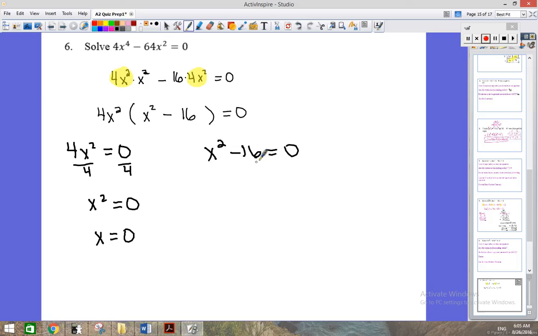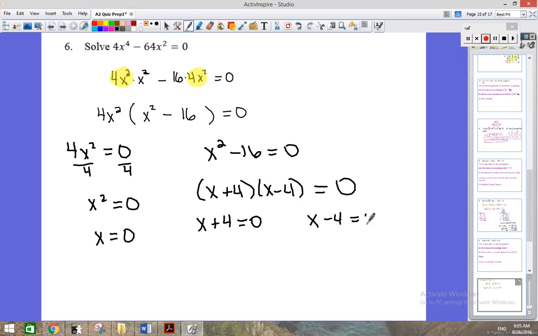Now over here, 16 is a perfect square. It's 4 squared. So we have x plus 4 times x minus 4. That's in factored form. We split it into two equations. x plus 4 equals 0, or x minus 4 equals 0. Here we do the opposite. Instead of adding 4, we subtract 4 from both sides. 0 minus 4 is a negative 4. Instead of subtracting 4, we do the opposite. To get the x by itself, we add 4 to each side. 0 plus 4 is 4.